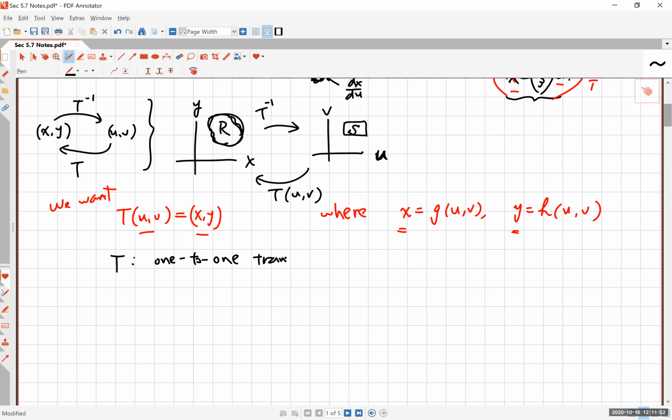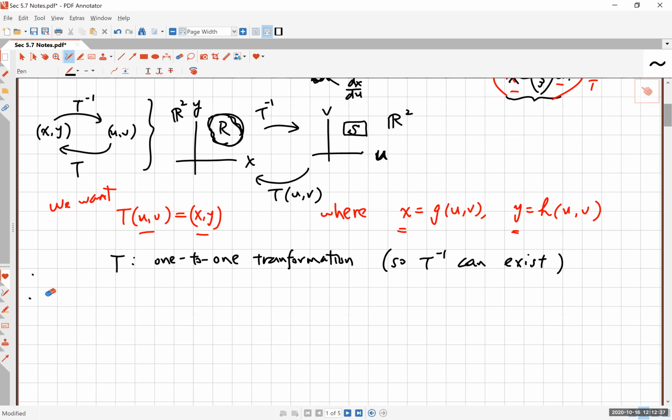So that the inverse can exist. If you do not have a one-to-one transformation, if two things map to one element, then you can't reverse these arrows, so you don't have an inverse transformation. So in order for the inverse to be a function, a transformation, you have to have a one-to-one function. All right, and so that is a requirement.